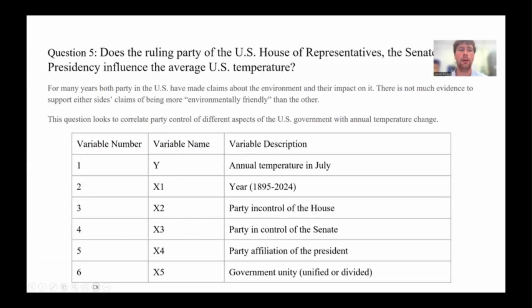I will be presenting research question 5. My question is, does the ruling party of the U.S. House, Senate, presidency, and any combination thereof influence average U.S. temperature in the month of July? My data set comprises annual temperature in the month of July from years 1895 through 2024. My predictors are year, political party in control of the House, Senate, presidency, or president affiliation with party, and government unity. That is unified or divided.